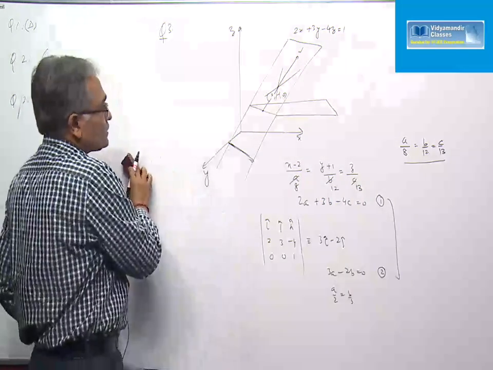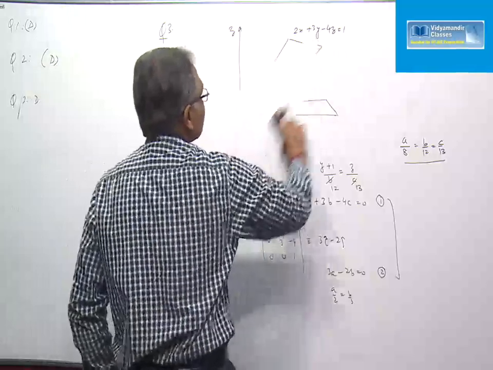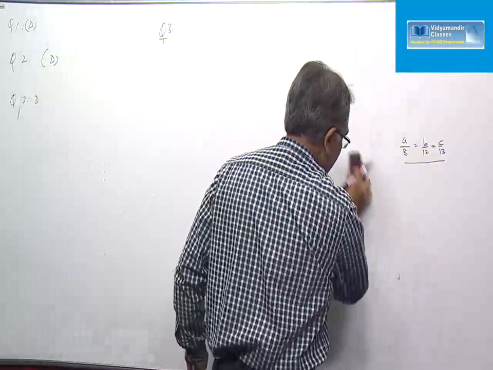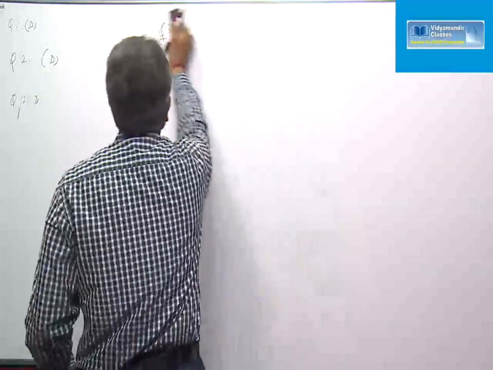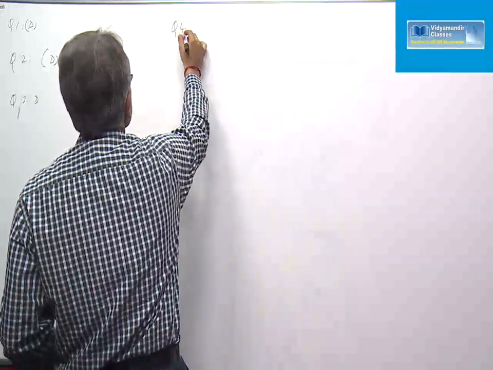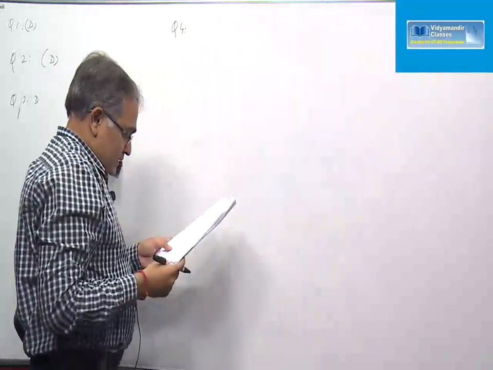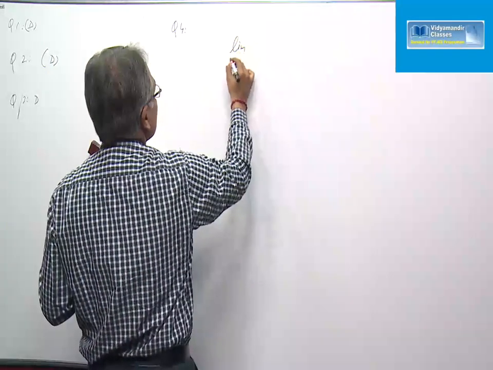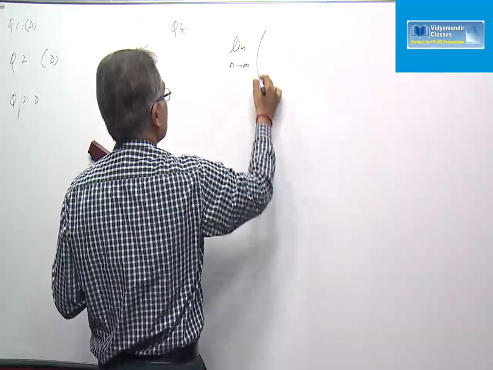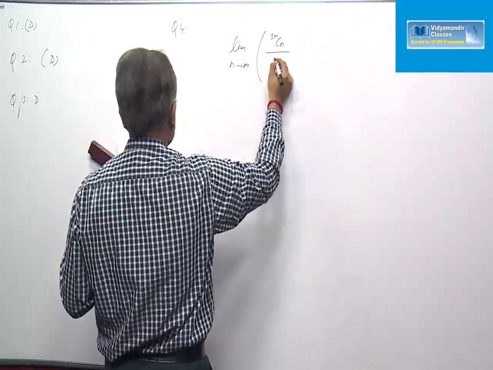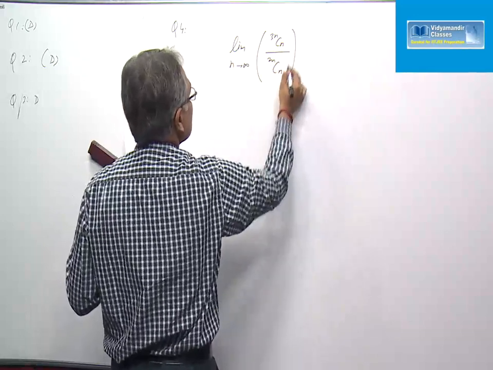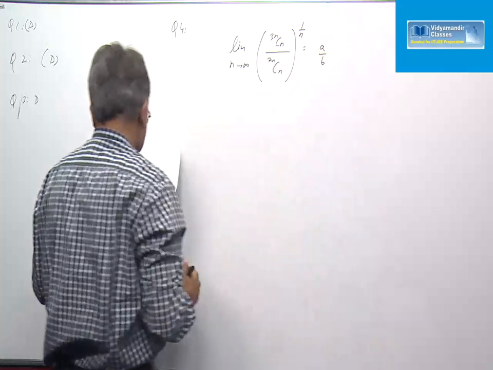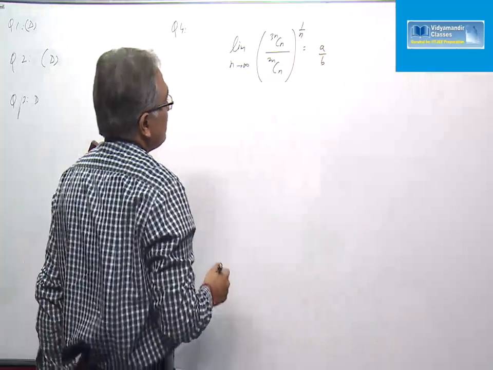Now coming to question number 4. It says a and b are two positive coprime integers and the limit as n approaches infinity of (3n C n by 2n C n) to the power 1 upon n is given to be a by b. We need to find a plus b.